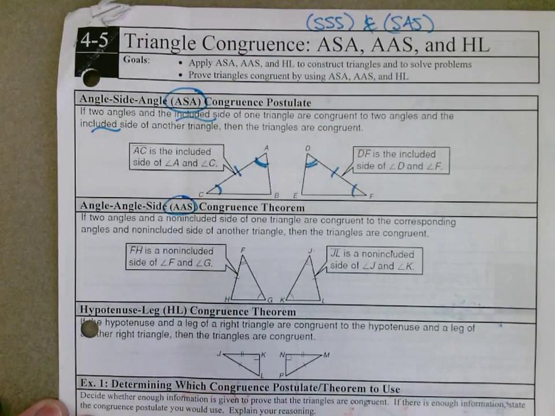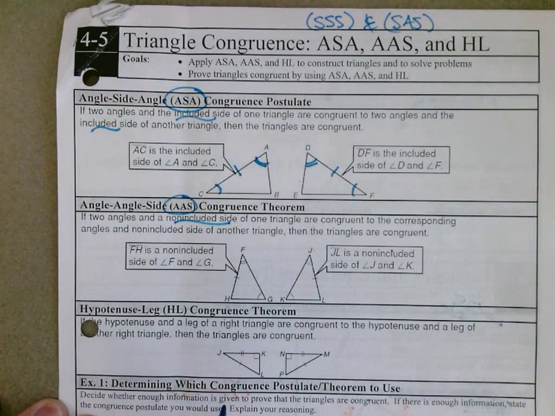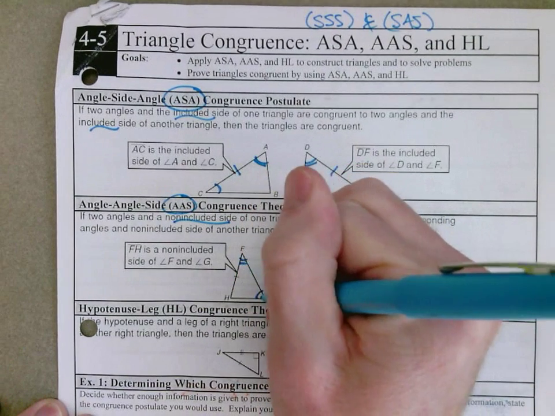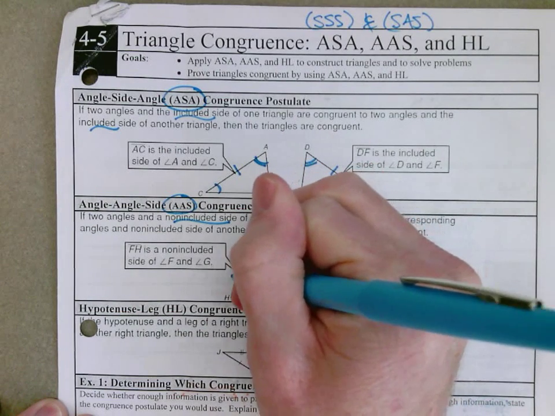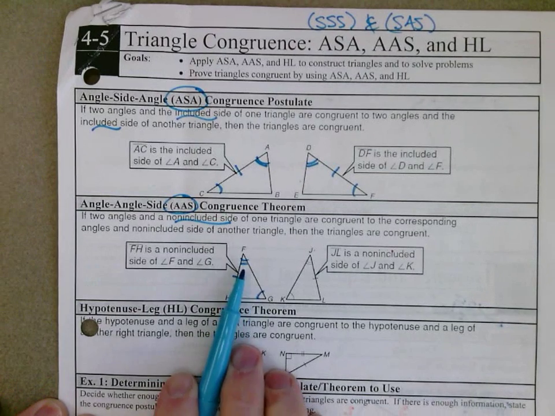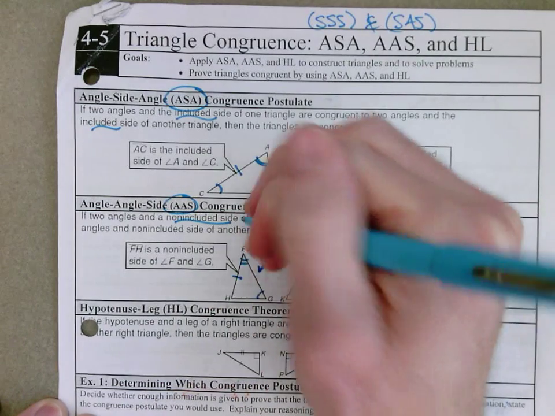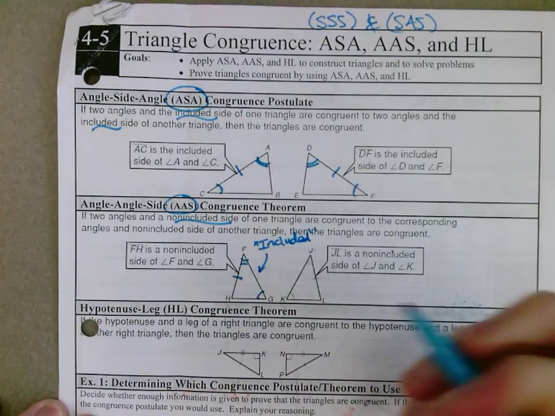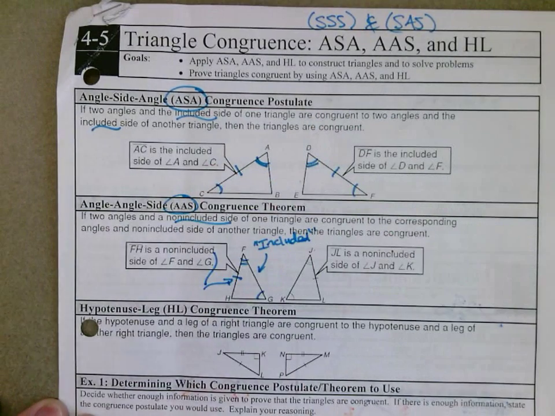Now, let's talk about this non-included side situation. A non-included side, for instance in this triangle, we have two angles, and then as you continue around, angle, angle, and then this side over here. This side is not included between those two angles. For this picture, side FG would be included between those, whereas this one, as you can see, is not included.